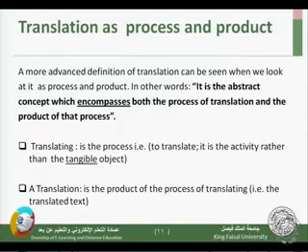It means that to translate is the activity rather than the tangible object. It is the activity you are doing. It is not the product. It is the process, how you are working it out. This process of translation has been researched a lot. So translating is the process, and translation is the product of the process of translating. In other words, the translated text. So a more advanced definition of translation is really to look at translation as a process and product. Process is the activity, and product is the translated text, the result.